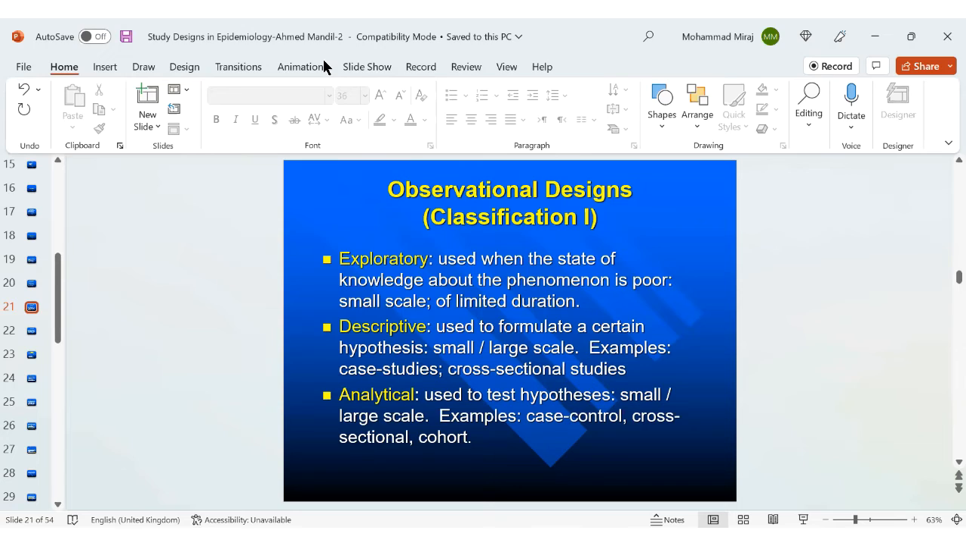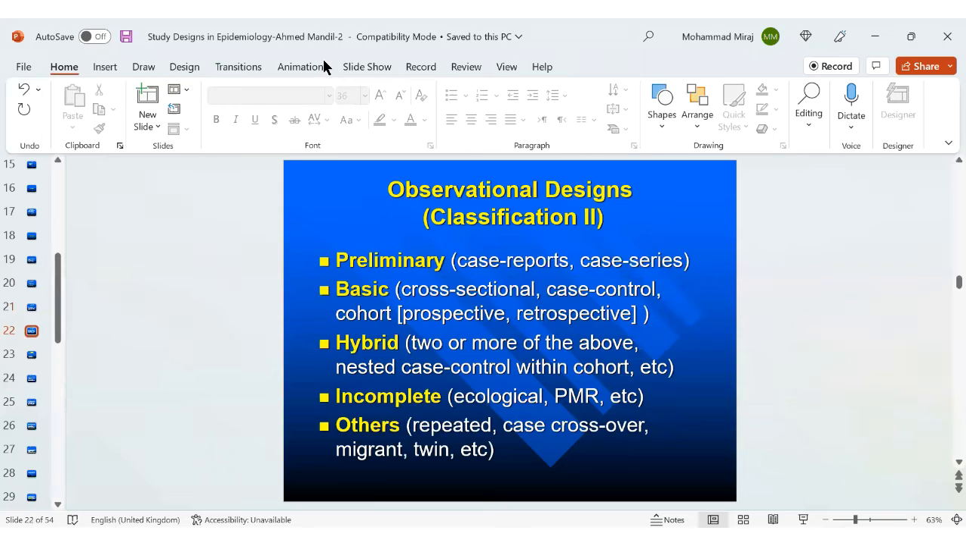The analytical study is the most important, because here you are trying to analyze the various data depending on what type of information you want to seek, and accordingly we are going to do it. So exploratory, descriptive, and analytical. And then as far as the observational design is concerned, we have got different designs.